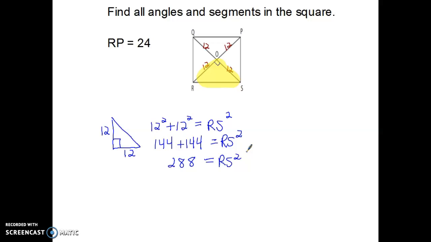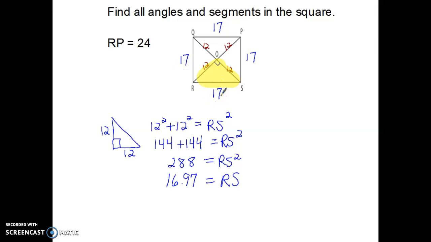So now the last thing I need to do is find the square root of my 288. And it's approximately 17. I'm just going to go out to the nearest hundredths, but my missing side is approximately 17 in length. So since it's a square, I'm just going to round that to the whole number 17. So my four sides should have a length of 17.